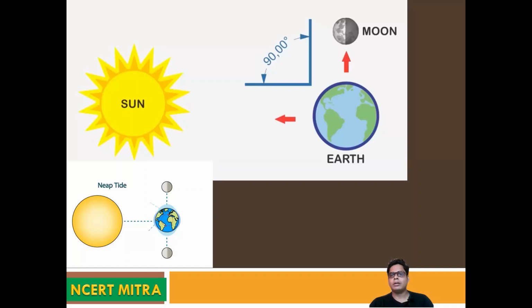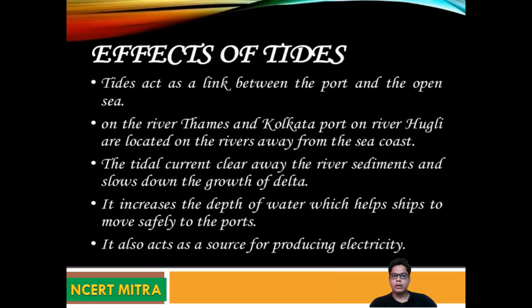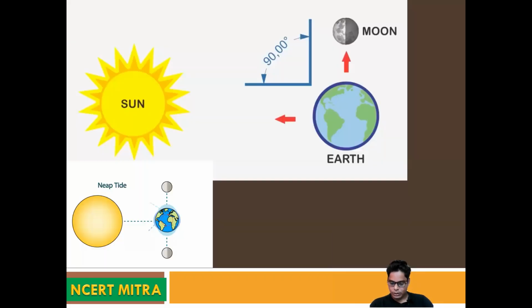So the moon and the sun, you consider, both try to attract the water, and due to this there will be low tides all over the earth. That is known as the neap tide. That can be seen in the second and the fourth week of every month. So these are the main neap tides and high tides. So these are the main things.